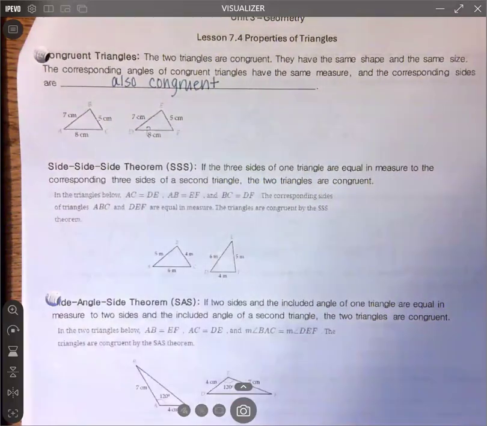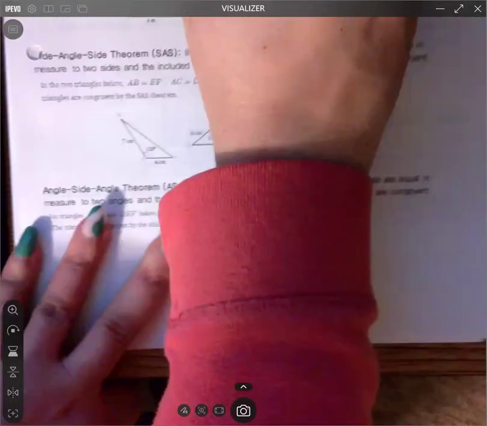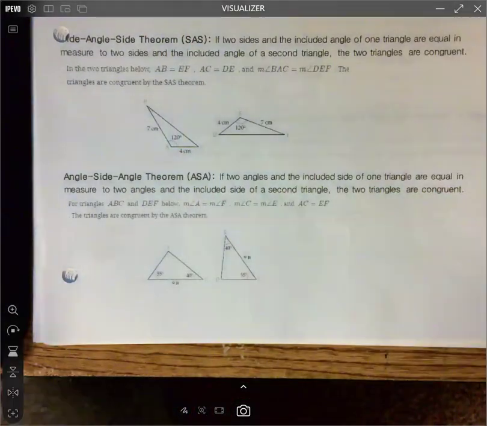If 3 sides of one triangle are equal in measure to the corresponding 3 sides of a second triangle, then the 2 triangles are congruent. Side angle side theorem. If 2 sides and the included angle of one triangle are equal in measure to 2 sides and the included angle of the second triangle, the triangles are congruent.